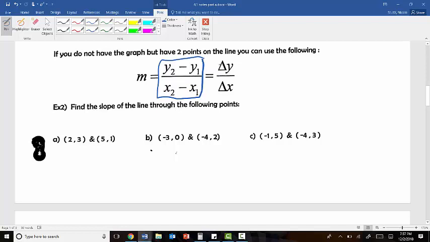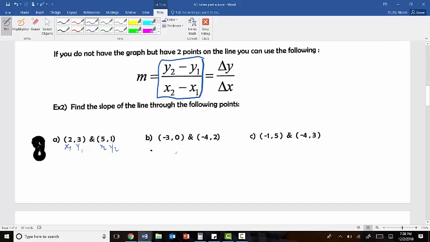And what this little triangle means is change in. So it's basically saying how high is it over how wide is it. That's what that little symbol means. So you don't need to get too freaked out about that. So what I always like to do is label my ordered pairs x1, y1, x2, y2. And it would have been okay if you called this x2, y2, x1, y1. That part doesn't matter. You just need to make sure your 2's are together and your 1's are together.